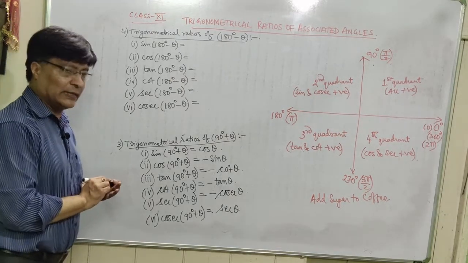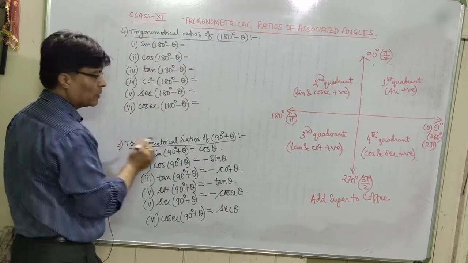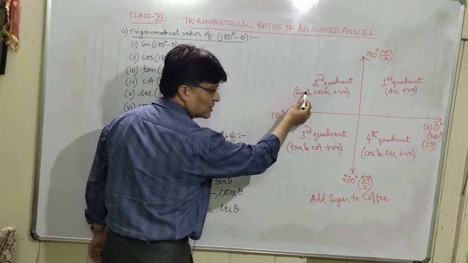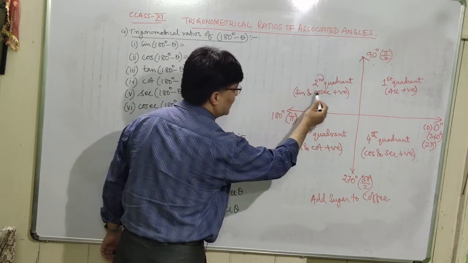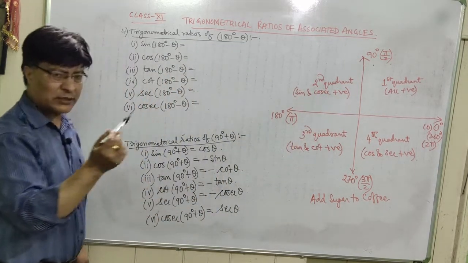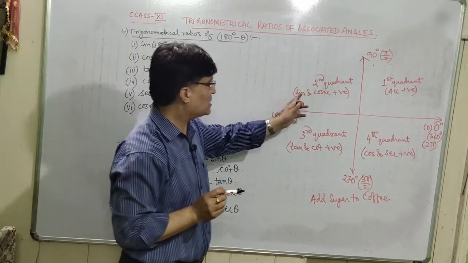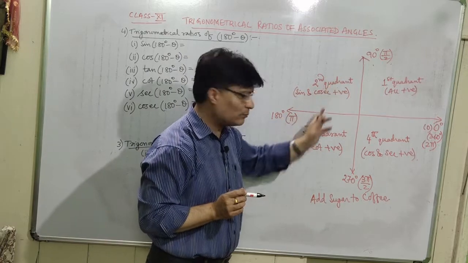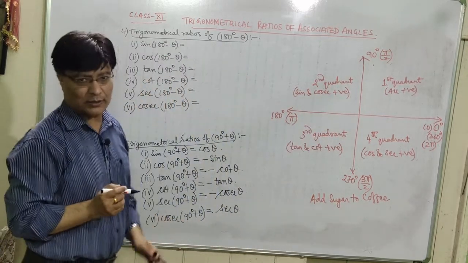Okay. Now, what's about 180 minus theta? 180 minus theta means less than 180. That means it lies in the second quadrant. In the second quadrant, sine and cosec are positive, but tan, cot, cos and sec are negative. Only sine and cosec are positive in the second quadrant, but tan, cot, cos, sec are negative in second quadrant.